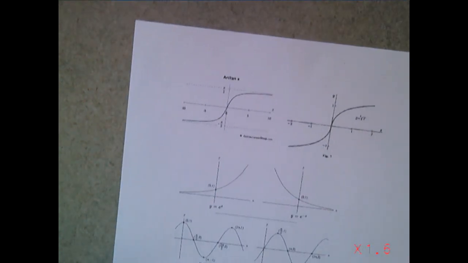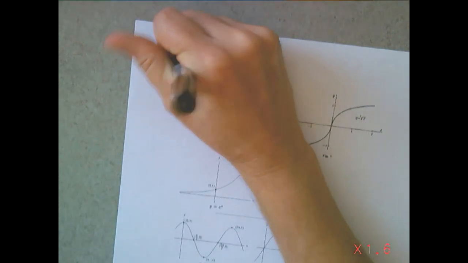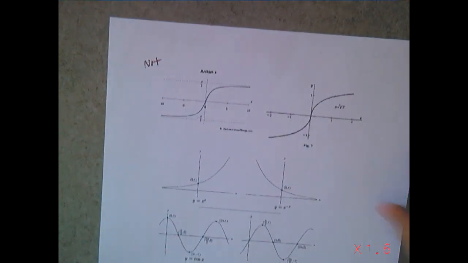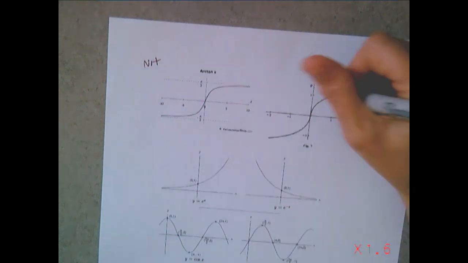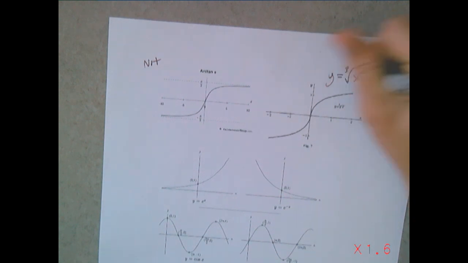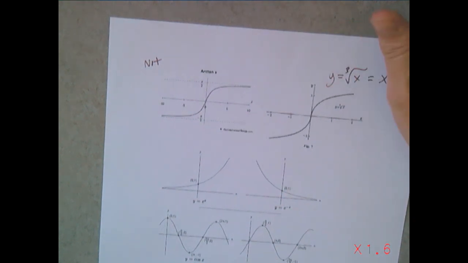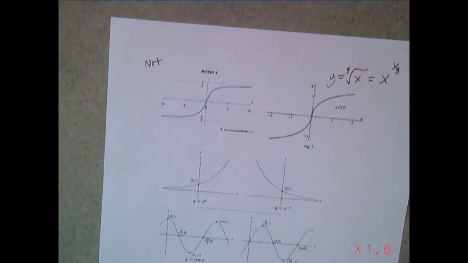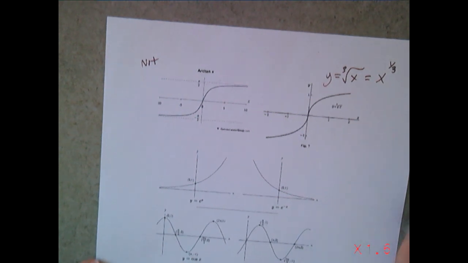Looking at arctan, that is an inverse tangent. The inverse tangent function cannot be written as a power, so this is not a power function. Next door to it, though, and it looks really similar, these two look really similar, but they're very different. The one right next door is the cube root, and if you write this as a power, it would be x to the 1/3. So it is a power function.